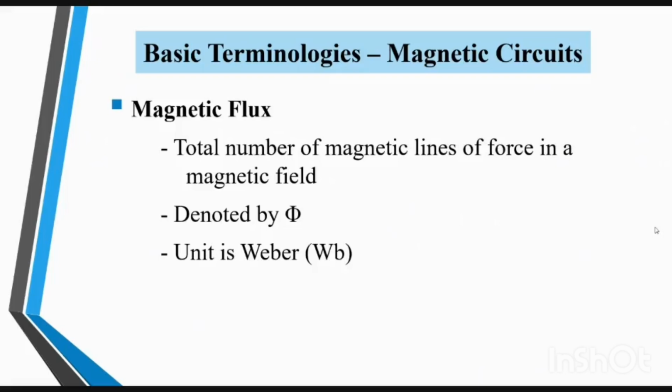Next, basic terminologies in the magnetic circuit. First one, magnetic flux. The magnetic flux is the total number of magnetic lines of force in a magnetic field, and it is denoted by the Greek letter phi, and the unit is Weber.